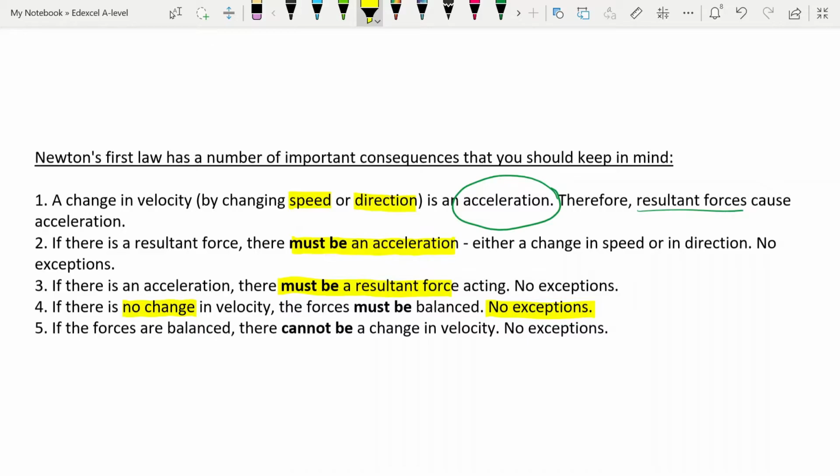And then, flip side of that, if you know the forces are balanced, then there cannot be a change in velocity. Its speed cannot change, and its direction cannot change. So it's a very, very cut and dried law, this. If you have a resultant force, you get an acceleration. If you don't, you do not.